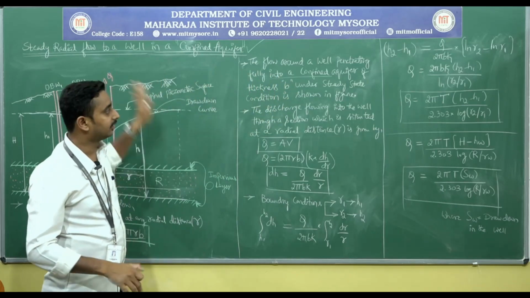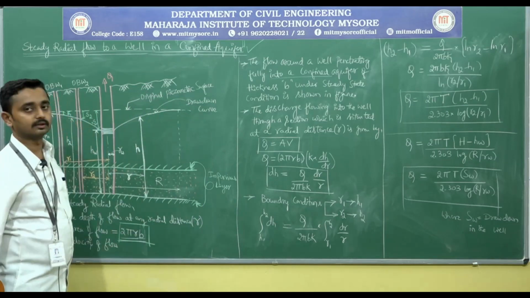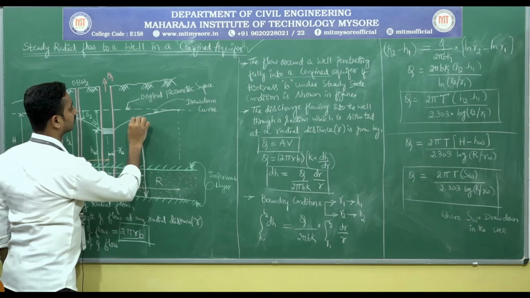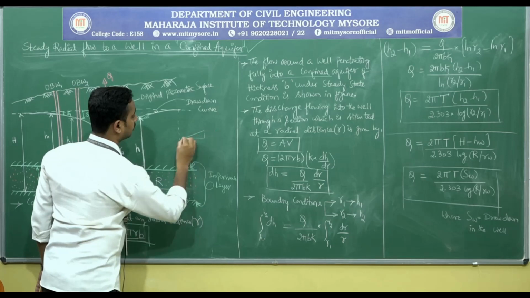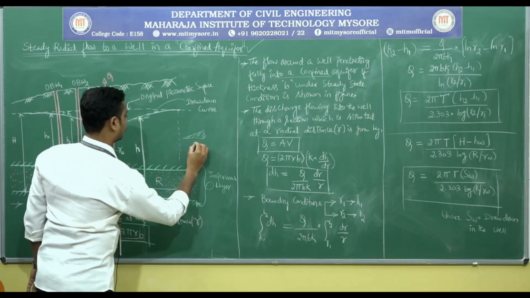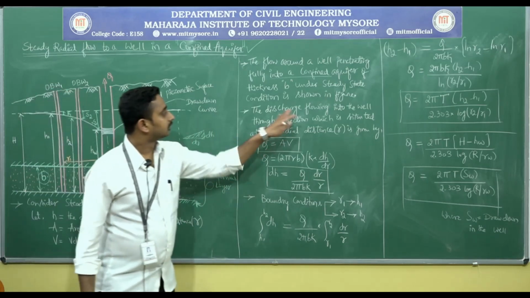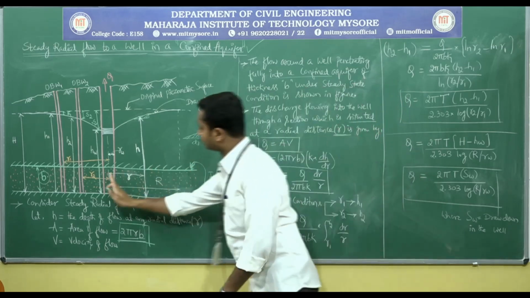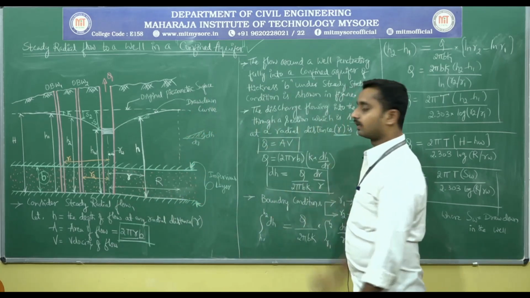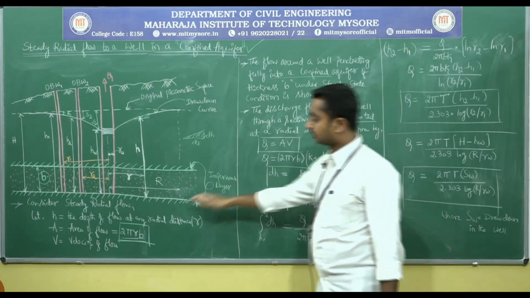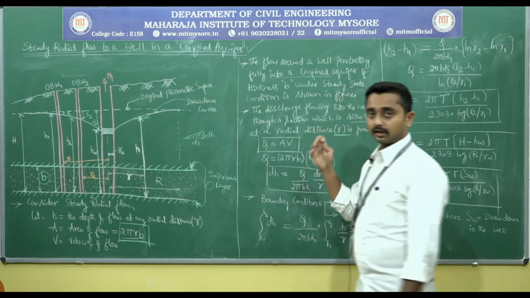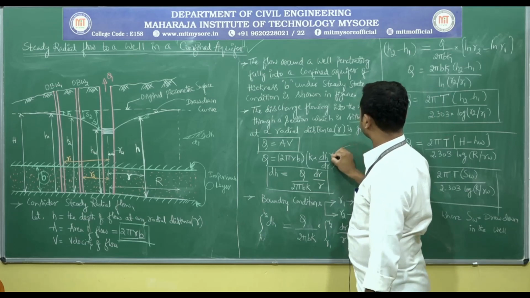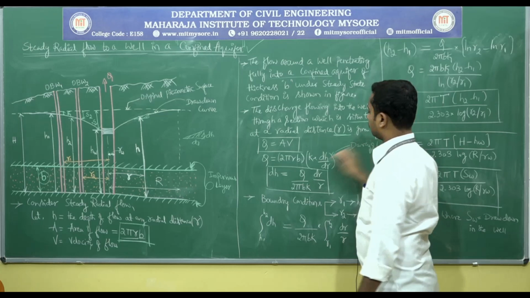Under steady state flow, as shown in the figure, consider a small section of radial distance dr and height dh. The discharge flowing into the well through a section situated at radial distance r is given by Q equals A V. A we know is 2 pi r b, and the velocity according to Darcy's law is K dh by dr. Substituting the values, area 2 pi r b into velocity, this is Darcy's equation, very similar to the previous one.